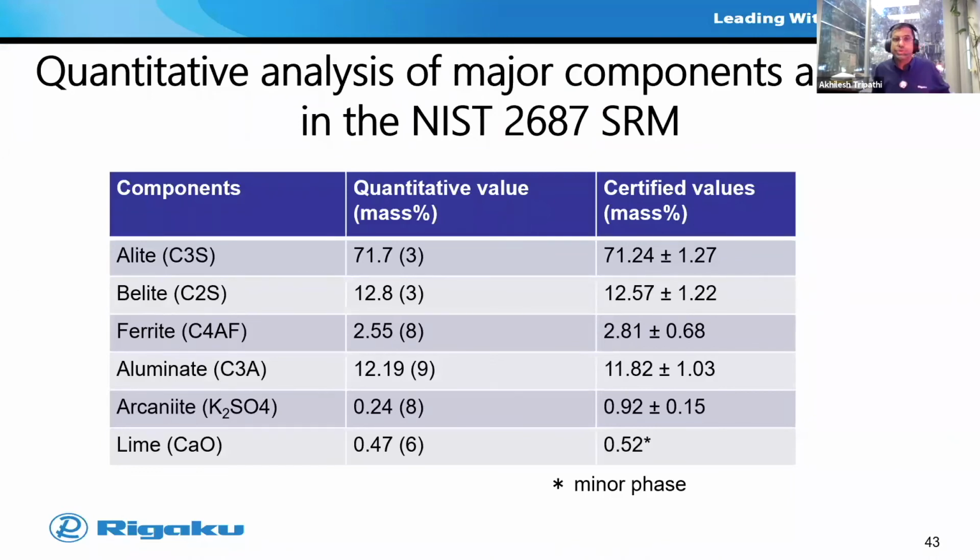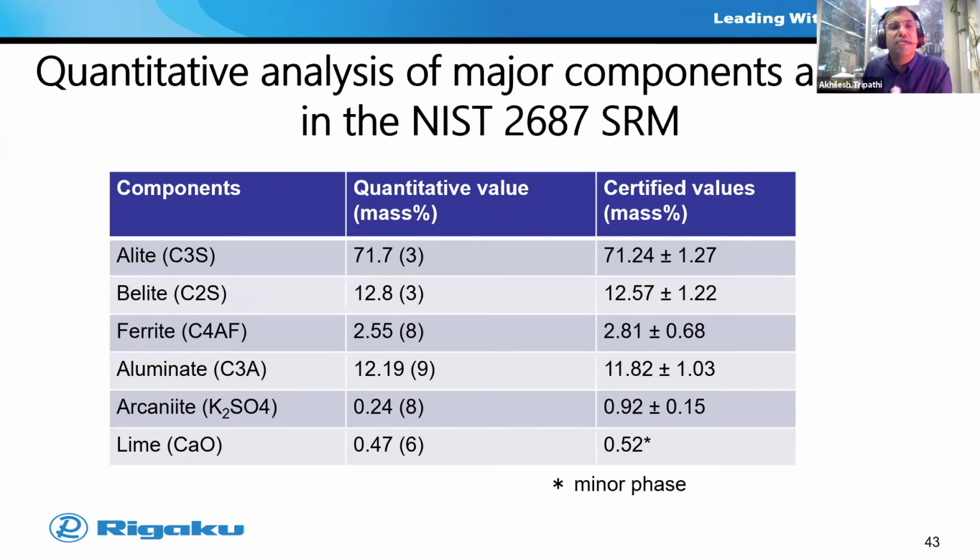This is an example to show how close we get to the actual composition of the material. This is a NIST certified material. Most of us are aware that the National Institute of Standards and Technology preserves materials as standard reference materials. This is a standard reference cement. The certified values are given in mass percent in the last column. Using the Rietveld method, you can see the phase compositions are very close to the certified values. So this is how close one can get.